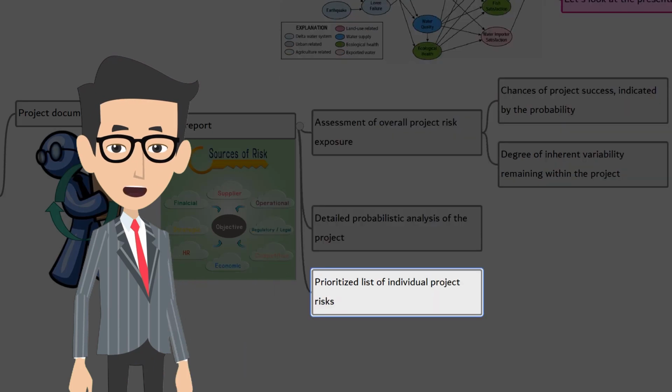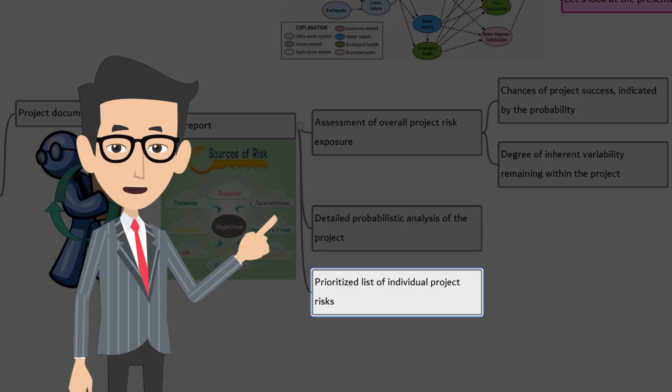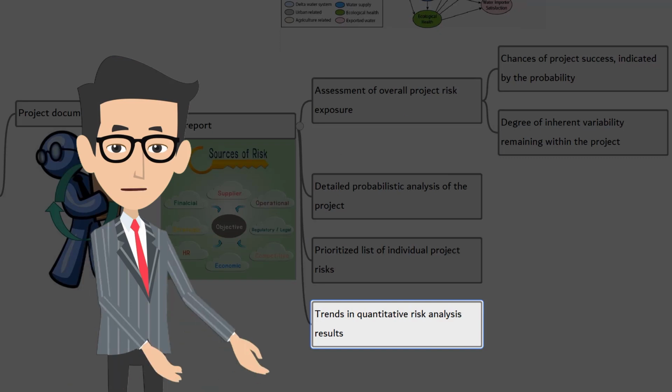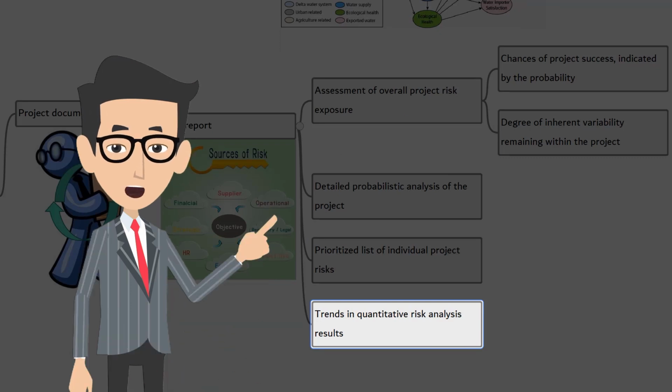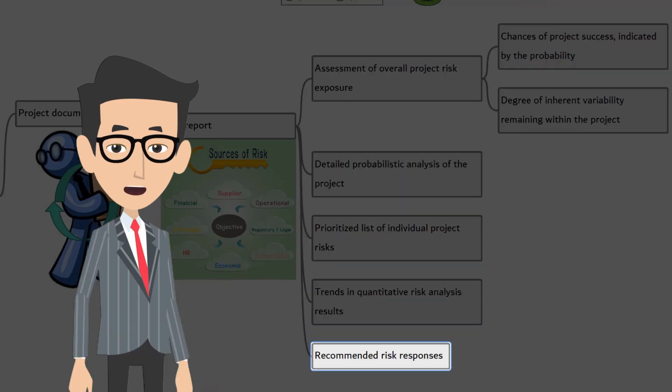Prioritized list of individual project risks. Here we are talking about the risks that have the greatest threat or opportunity to the project, as indicated by sensitivity analysis. By repeating the analysis at different times during the project life cycle, the trend becomes apparent, which will help in planning risk response. The risk report may suggest a response to the level of overall project risk. These recommendations will form input to the plan risk response process.